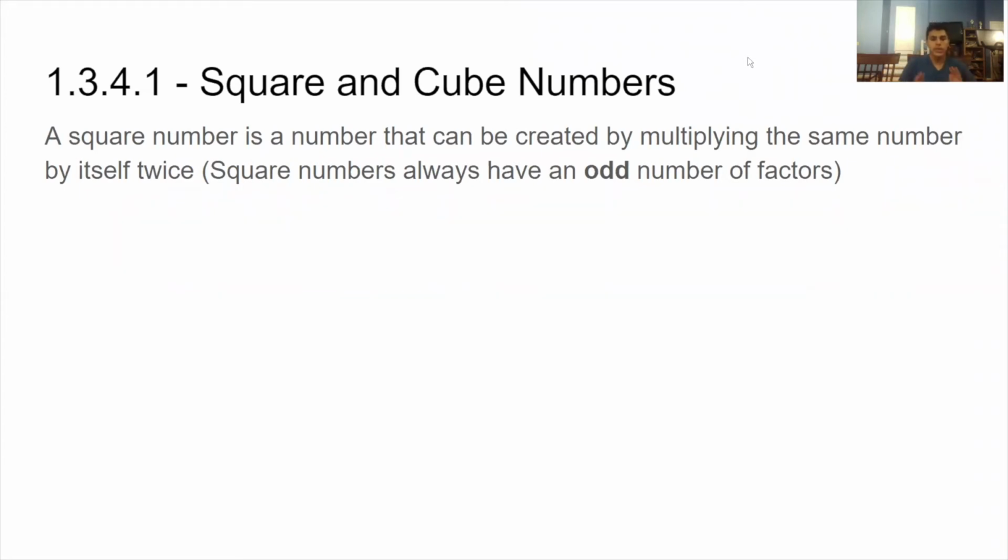You might already know what these are, and you've definitely been dealing with them as I've been teaching you, but I'll go ahead and explain it. First, a square number is a number that can be created by multiplying the same number by itself twice. And a good rule about square numbers is that they always have an odd number of factors, which is different than a regular number because a regular number always has an even amount of factors.